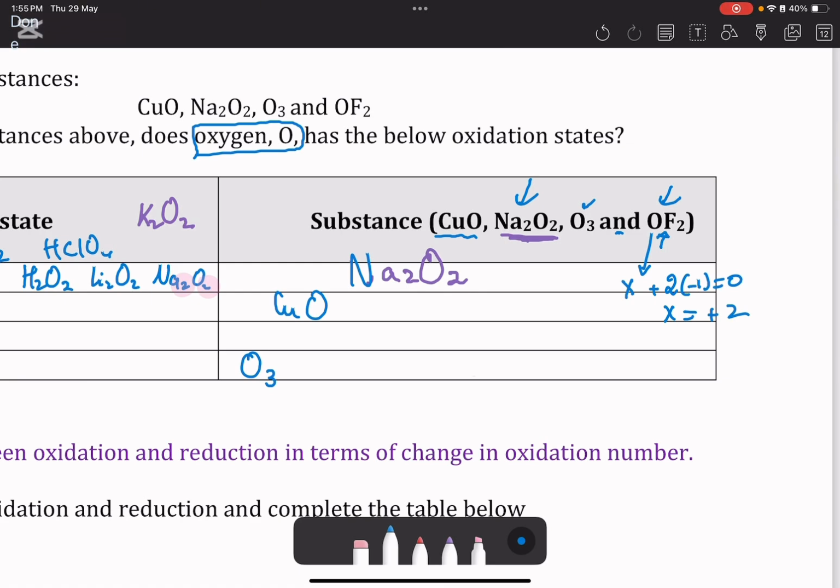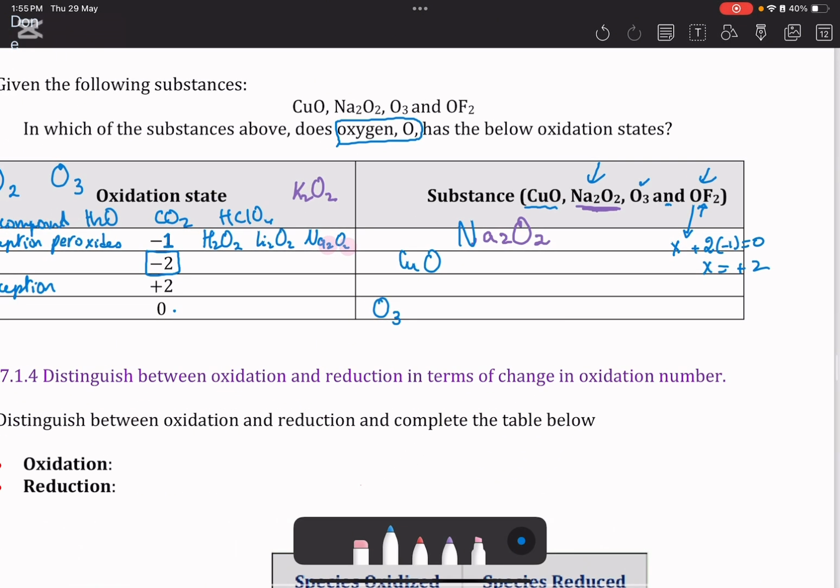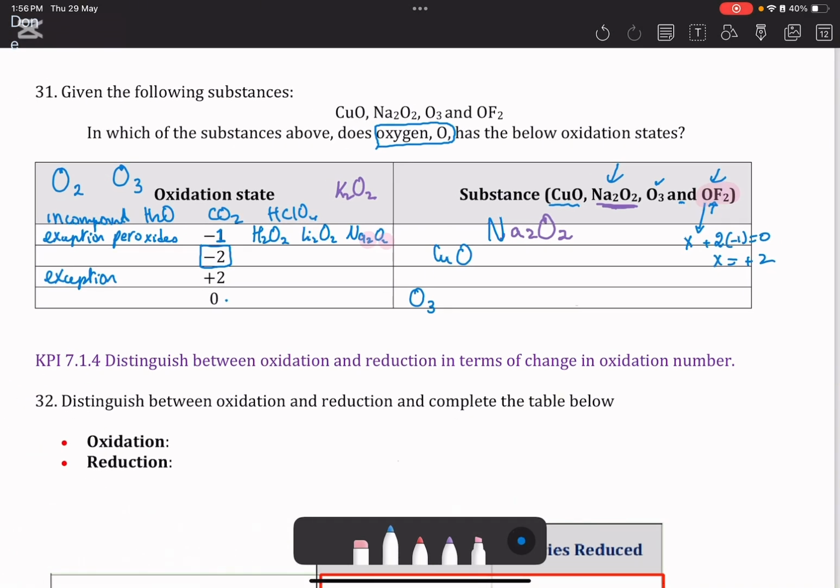There is no other option where O is positive 2. So if O is positive 2, it's either this given in the question or there is no option of positive 2.